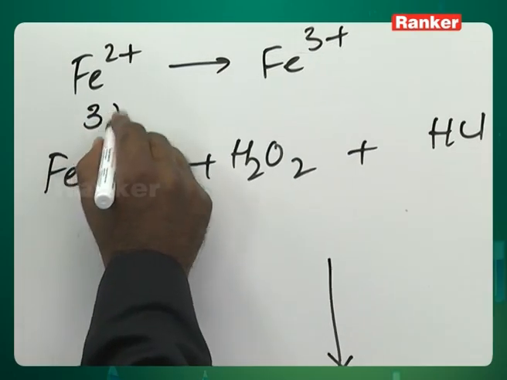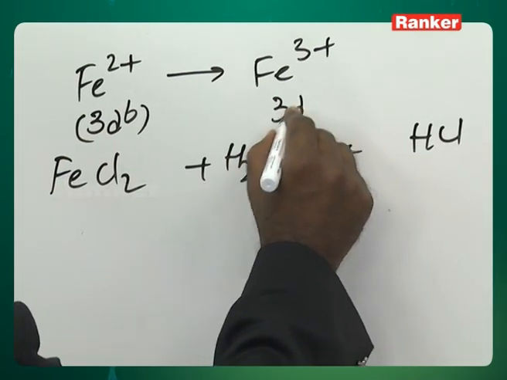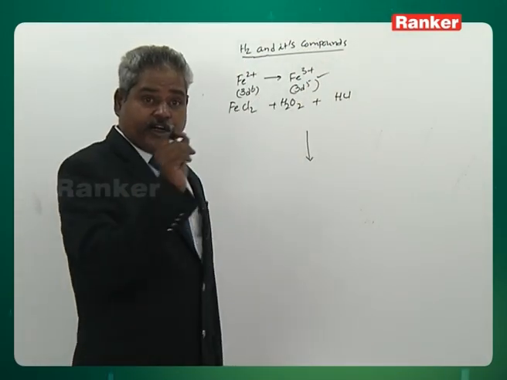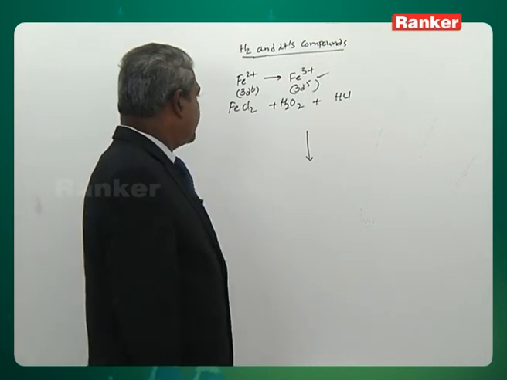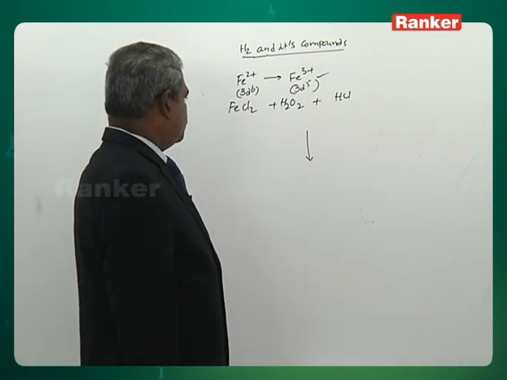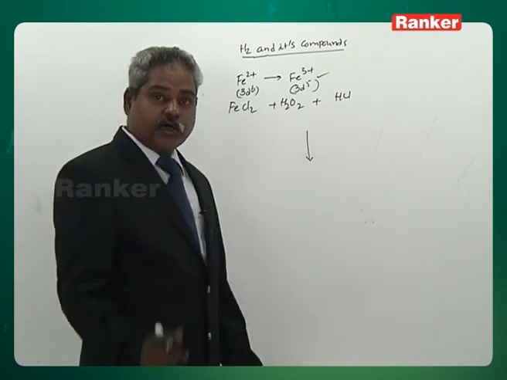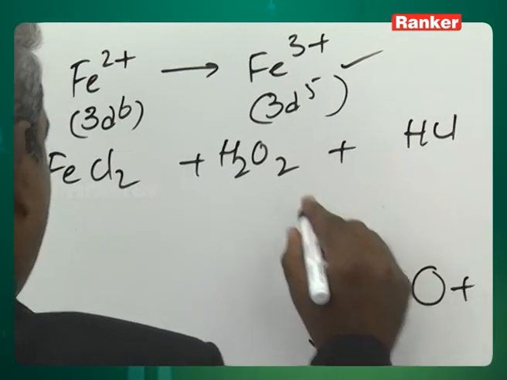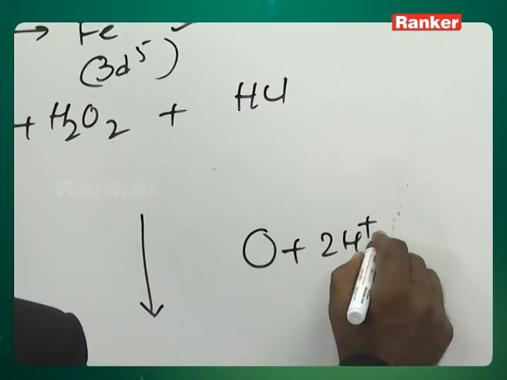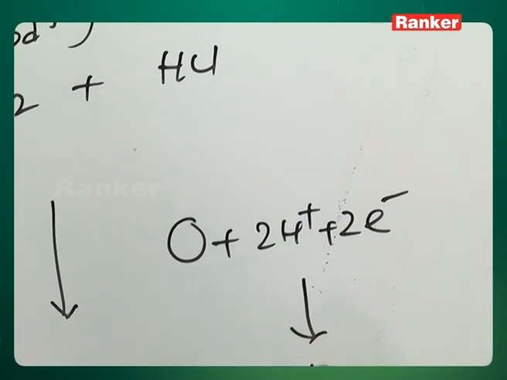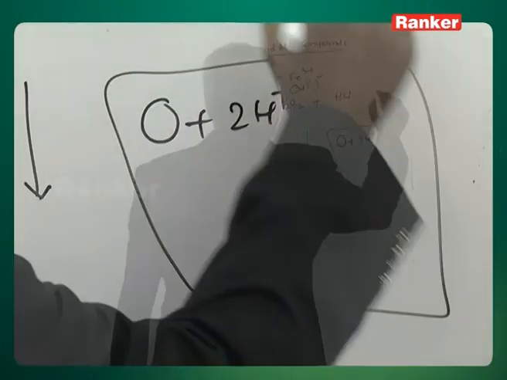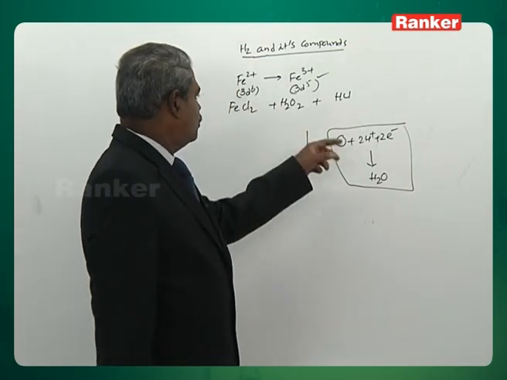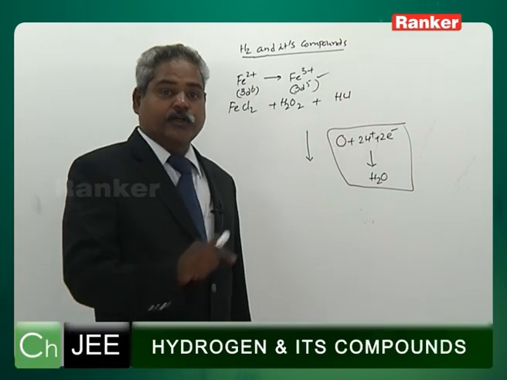Ferrous, the electronic configuration is 3d6, and ferric is 3d5, a half-filled configuration. So since it gets a half-filled configuration, ferrous is ready to lose an electron. But who will take the electron? So the oxygen of H2O2, the oxygen of the oxidizing agent, by taking 2 protons from acid and 2 electrons, becomes H2O. This is the underlying principle of all chemical reactions. Oxygen of H2O2, 2 protons and 2 electrons.